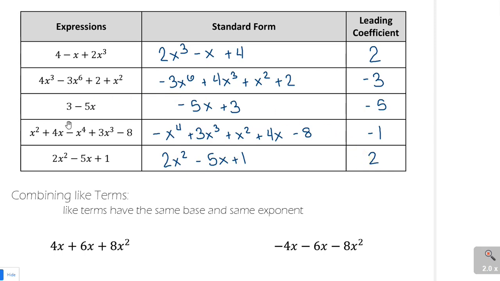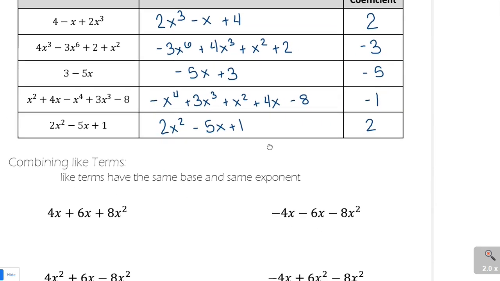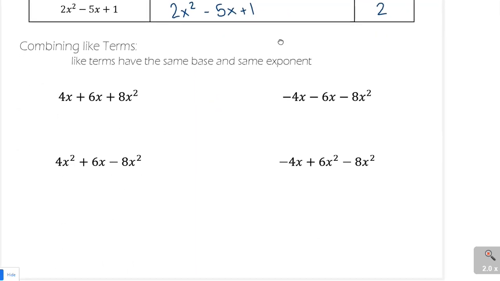The last thing we are going to look at today is combining like terms. So early in the year we did this, but we need to review it because we have to combine our like terms before we can write it in standard form, before we can name the polynomial. Our terms need to be combined. So we need to have the same variable and the same exponent for them to be like terms.